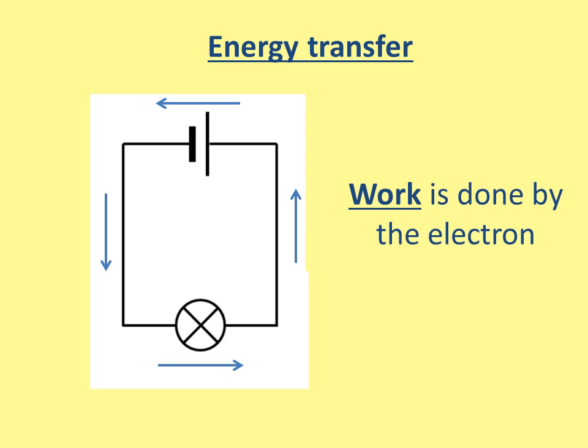Now this is called work. Work is done by the electron on the bulb. And that just means that energy has been transferred.